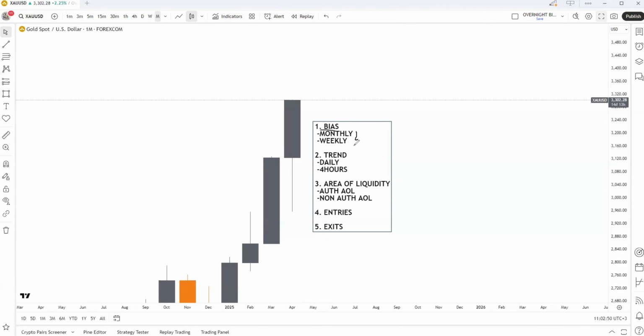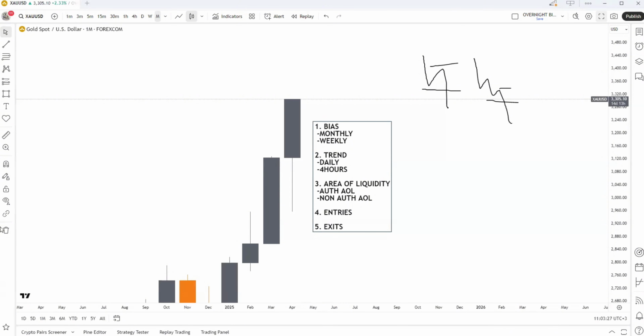It's either the monthly or the weekly. It doesn't need to be monthly and weekly, it's either monthly or weekly. Once you find the perfect bias for you, go on the trend. The trend is daily and 4 hours, so it's either the daily or the 4 hours. So for instance, on the monthly or weekly, we have the bearish structure. We need to see the trend is also bearish.